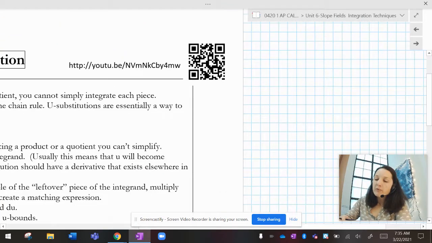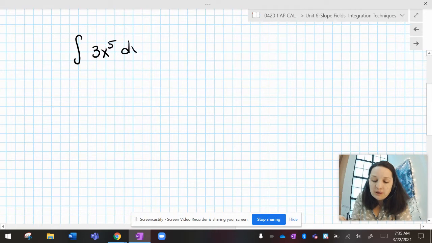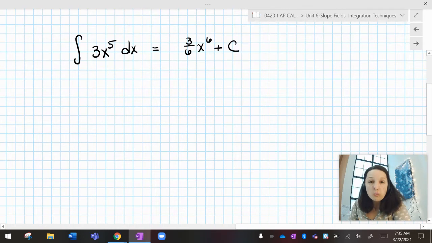All right. So before I even get into this technique, I want to talk about some general antiderivatives here. So if I had the antiderivative of, let's say, 3x to the fifth dx, we need to remember the backwards power rule, where I add 1 to the power and divide by the new power. And if it's an indefinite integral, I need a plus c.